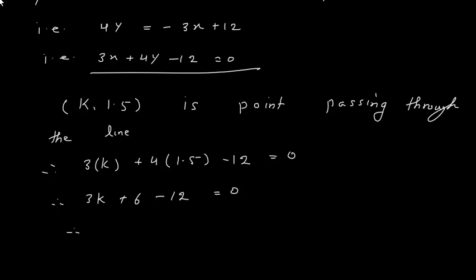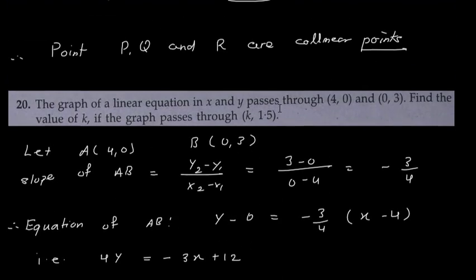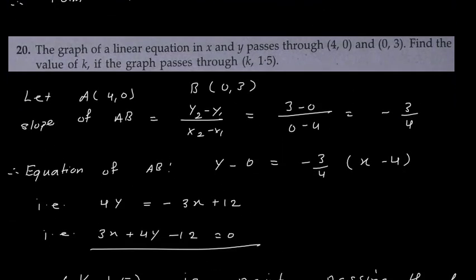So therefore 3k minus 6 is 0. Therefore 3k equals 6. This implies k equals 6 upon 3, which is 2. So the value of k we get is 2. This is our question number 20. Okay, so let us solve one more question.